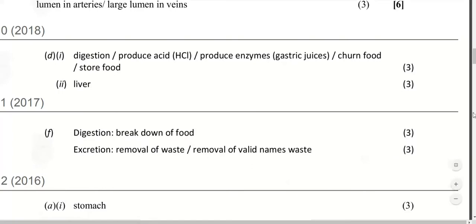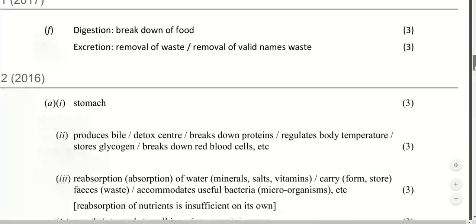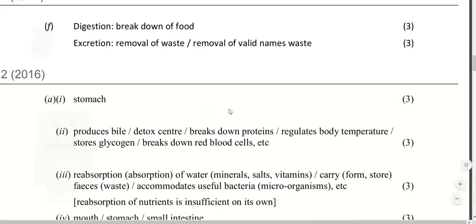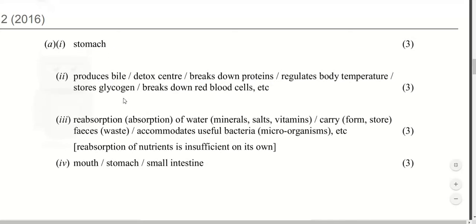Alright, we'll have a look at that now. Sometimes I'm a bit hazy on this stuff. The liver produces bile, detox center, breaks down proteins, regulates body temperature. Liver does a lot of things, breaks down red blood cells. The large intestine does reabsorption of water, carry feces, so that's what I said, accommodates useful bacteria. So you can use any of these answers for part 3 if you want. And part 4, mouth, stomach, small intestine. Let's see what the last answer is.